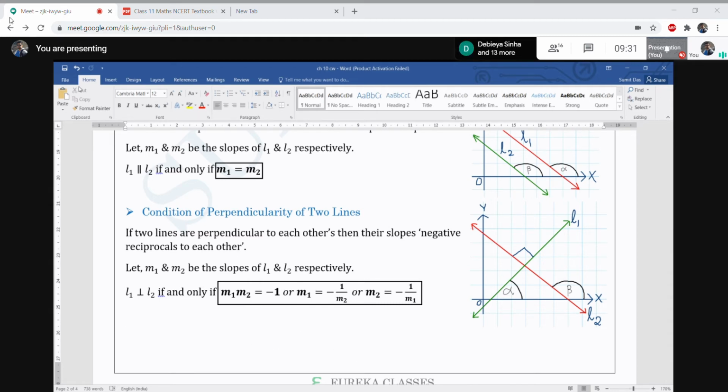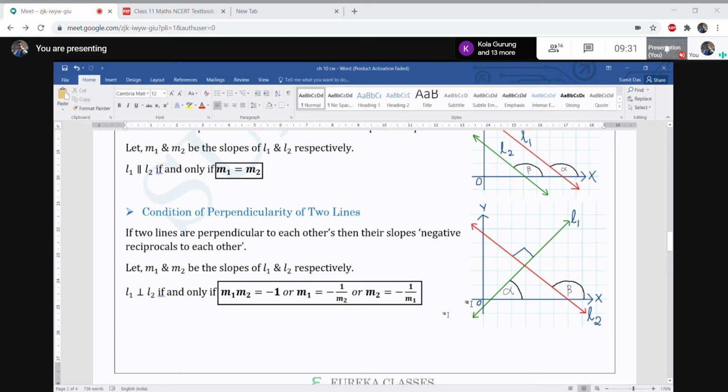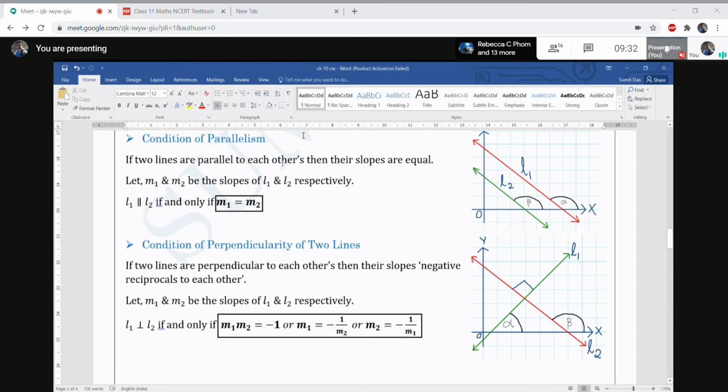Why are we learning this? We have to remember this condition while doing problems. No direct question will come. Coordinate geometry is a very scoring chapter, but at the same time you have to use your common sense. There is no straightforward question like: these two lines are given, show that they are parallel. That will not come. Maybe they will say their slopes are equal, then you have to assume they are parallel. So we have learned the condition of parallelism and the condition of perpendicularity here.